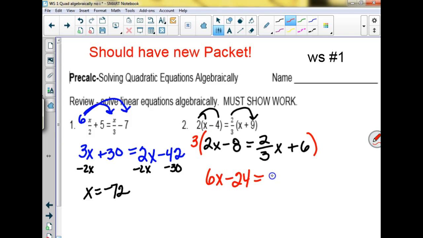Anybody? 3 times 2 divided by 3, 2. And is this a plus 6? Yeah, make sure you're still distributing. All right, if I subtract and add the 24 over here.